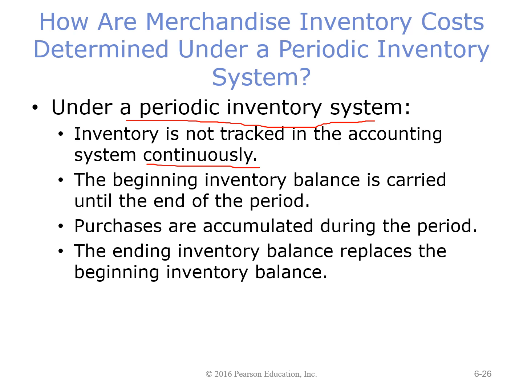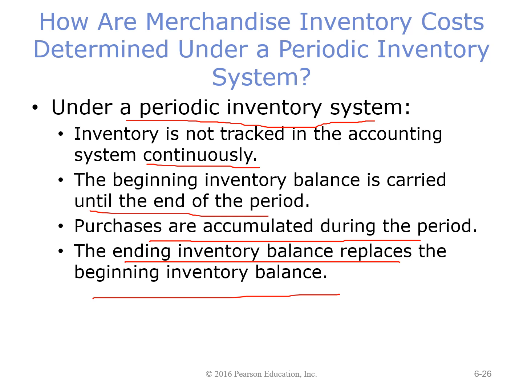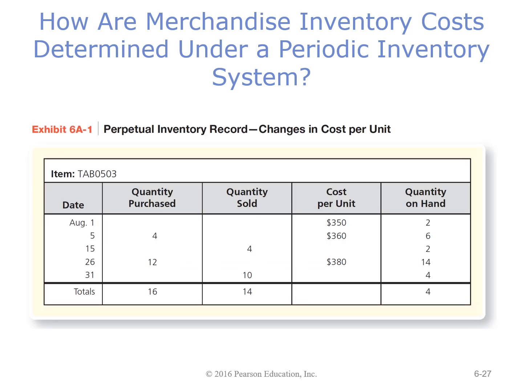The beginning inventory balance is carried until the end of the period, which means we don't know the ending inventory until we reach the end of the period. Purchases are accumulated during the period, and the ending inventory balance replaces the beginning inventory balance through an equation we just saw in the previous slide, which is the beginning inventory plus purchases equals cost of goods available for sale, minus ending inventory. This gives me the cost of goods sold.